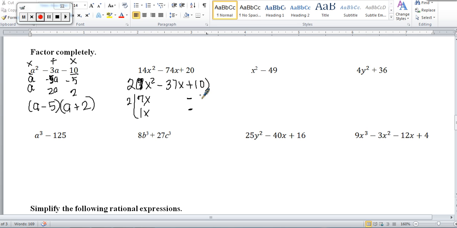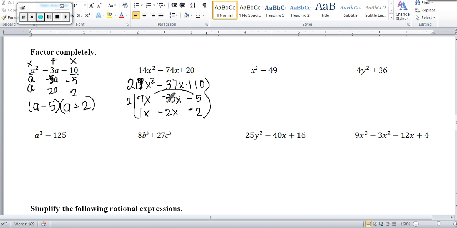And I'm thinking of my factors of 10. I'm trying to get to 37. I'm thinking 5 and 2 again. And if I multiply these, I get negative 35x and I get negative 2x. And when I add those together, I get negative 37x.